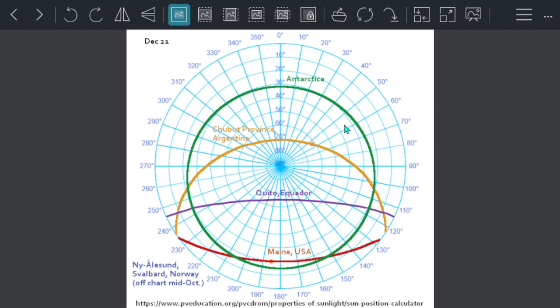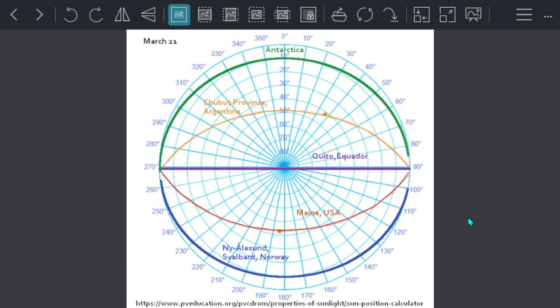So you can do the same with any of these other arcs. And the point is, let me go back to equinox. The point is that when you read these charts, you have to be careful of what you're looking at, but it does tell you some interesting things.